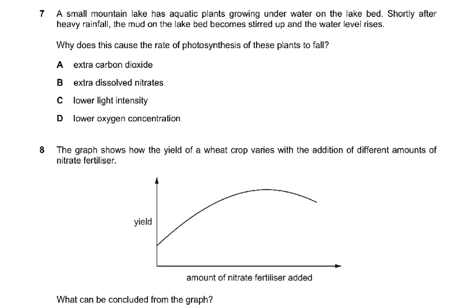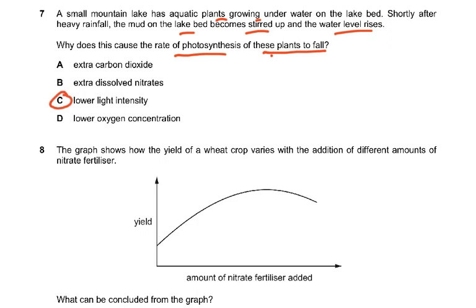Then it says a small mountain lake has aquatic plants growing underwater on the lake bed. Shortly after heavy rainfall, the mud on the lake bed becomes stirred up and the water level rises. Why does this cause the rate of photosynthesis of these plants to fall? Now, this also comes in the other variant. Basically what is happening? The answer is C, lower light intensity.